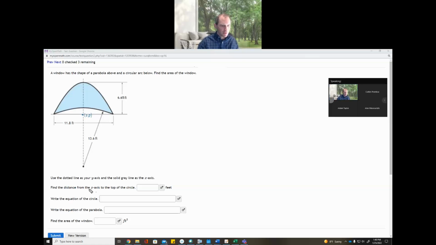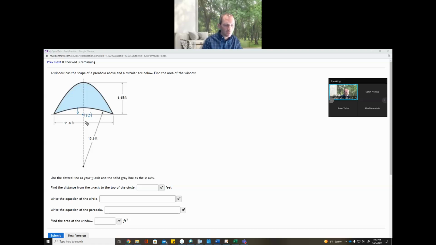Okay, find the distance from the x-axis to the top of the circle. Okay, so that's the first thing that they're asking us. And if we had the equation for the circle, that would be nice. That would be easy. But we don't have that yet. Okay, so you don't have to do the parts in order, but I think in this case the reason that they're asking in this order is because that's actually going to be a useful way to go. So we're just going to follow the directions that they give us.